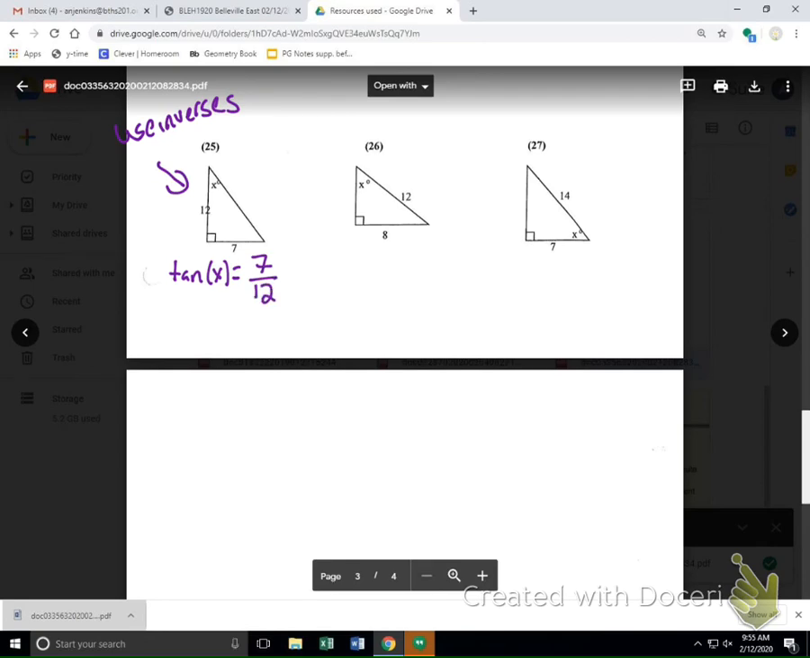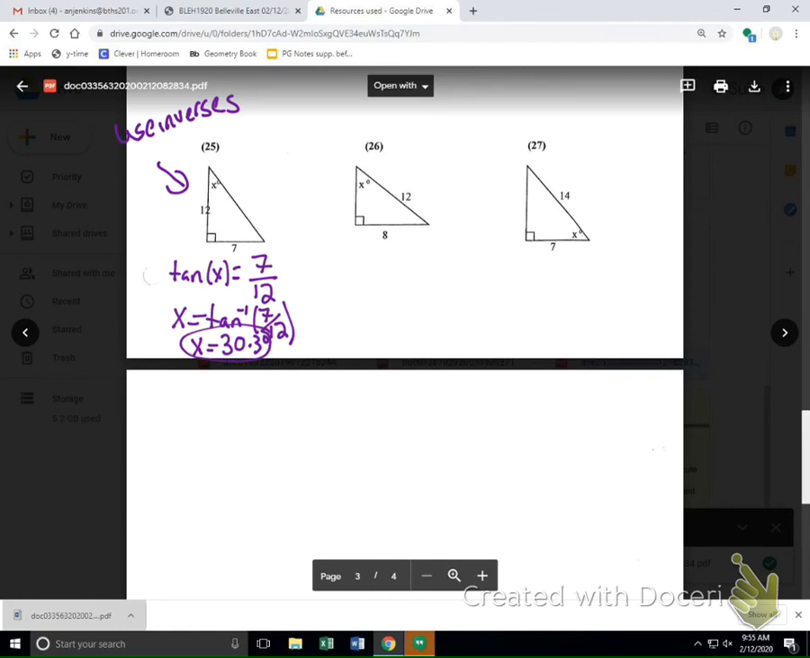Now to get that angle measure, x, we have to apply the tan inverse. So tan inverse of 7 over 12. Can you say it a little louder? 30.3? 30.3 degrees.